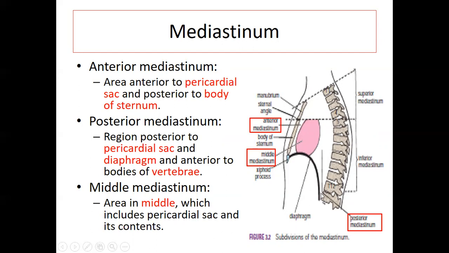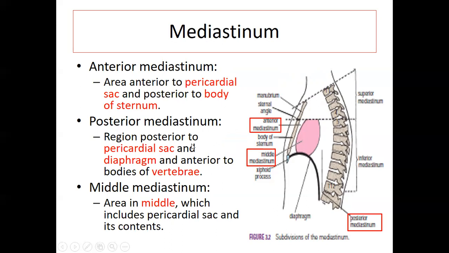It extends to the back, where we have what? This is the vertebra, the body of the vertebra. You can see here, this is the body of the vertebra. So the posterior boundary is formed by the body of the vertebra, and the anterior boundary is here. This is the pericardial sac.